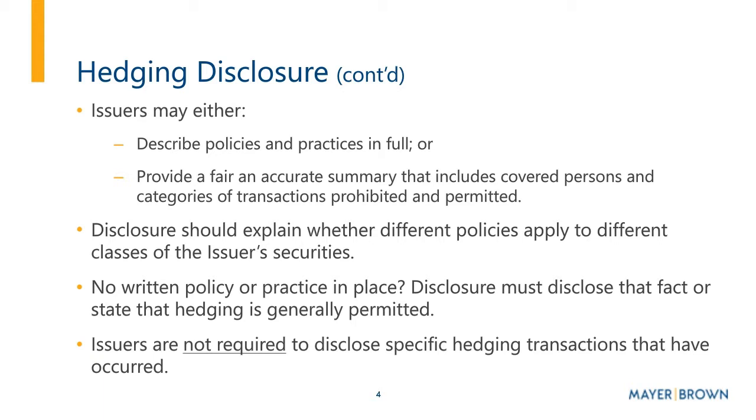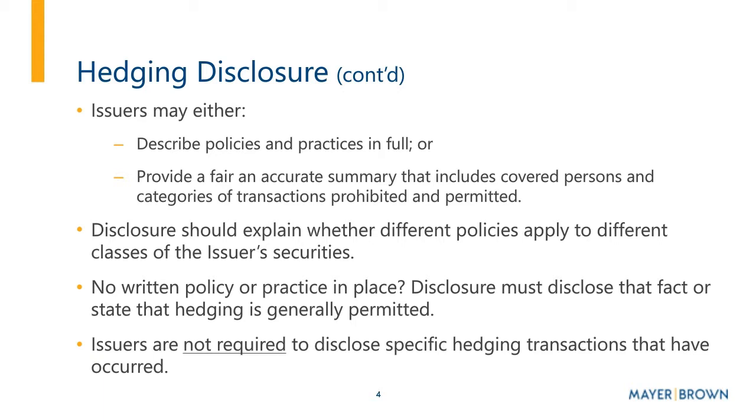The disclosure should also explain whether different policies apply to different classes of the issuer's securities. And if there's no written policy or practice in place, then the disclosure should disclose that fact. And alternatively, the company can state that hedging is generally permitted. Issuers are not required to disclose specific hedging transactions that have occurred. The focus here is on the issuer's policies and practices, not whether or not individuals have entered into specific hedging transactions.